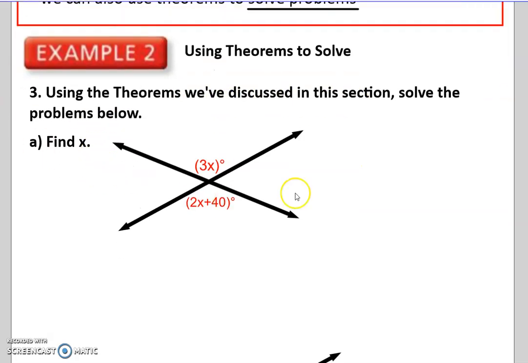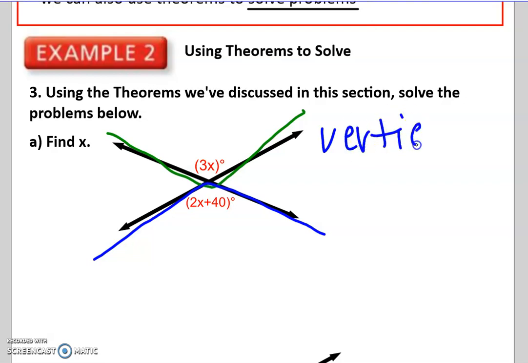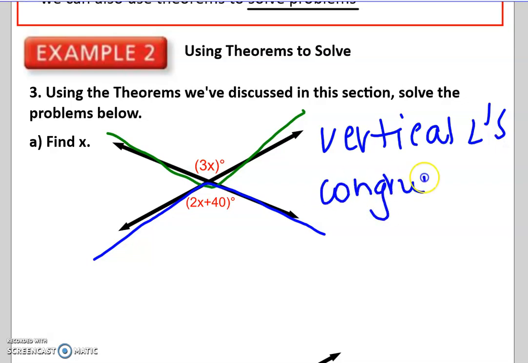Okay, and we are going to solve this first one. Find x. Well, I wasn't given too much, but what I need to notice is that this angle that they told me the measure of was 3x, and this angle, 2x plus 40. What do I know about them? What do I notice? I notice that they are vertical angles. And what do I know about vertical angles? They are congruent, which tells me what type of equation am I going to write?